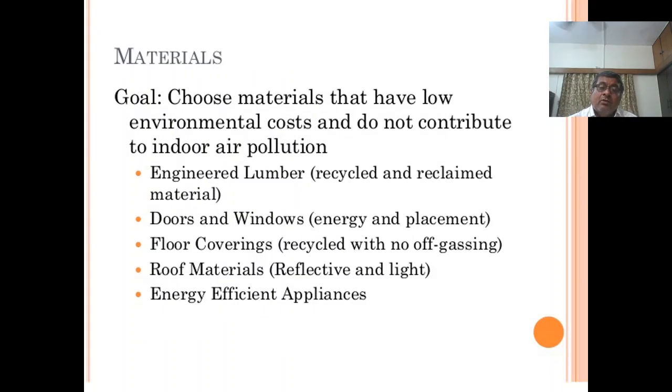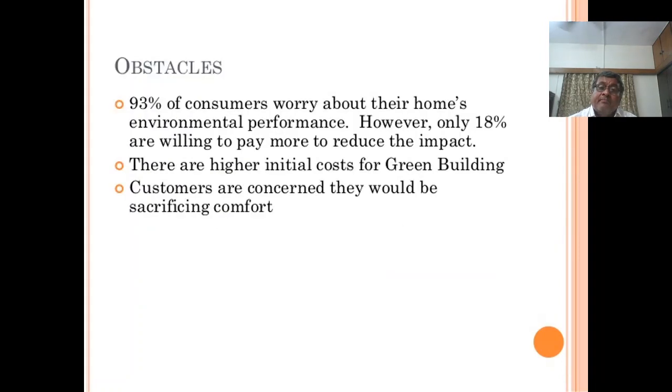Materials. Goal: choose materials that have low environmental costs and do not contribute to air pollution. Engineered lumber, recycled and reclaimed materials. Doors and windows, energy and placement. Floor coverings, recycled with no off-gassing. Roof material, reflective and light. And energy efficient appliances. Obstacles. 93% of consumers worry about their home's environmental performance. However, only 18% are willing to pay more to reduce the impact. There are higher initial costs for green building. Customers are concerned that they would be sacrificing comfort.